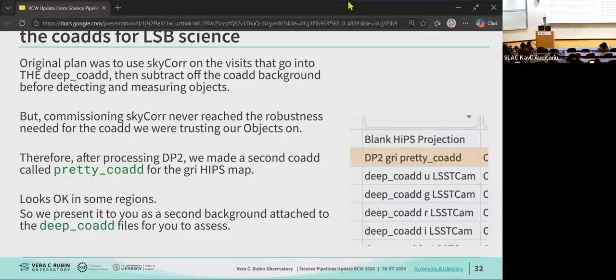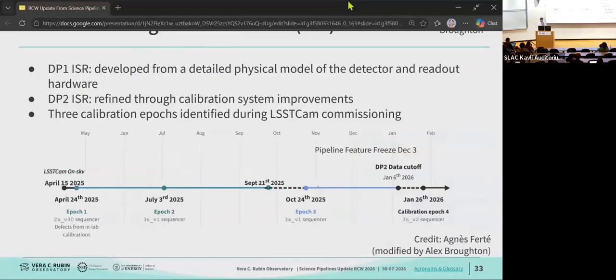Thank you. Yeah, hello everyone. So my name is Alex. I'm a postdoc here at SLAC. And we're going to go through the key steps in the science pipelines. I am going to be talking about instrument signature removal.